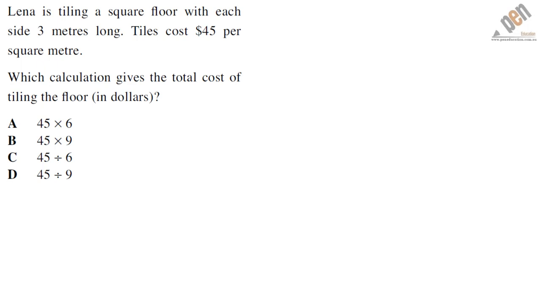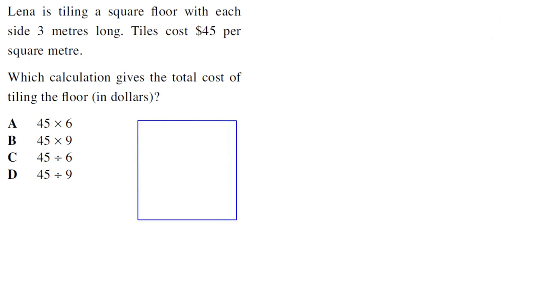First, let's draw a picture to properly describe the situation that we're talking about. We have a square floor, and it says that each side is 3 meters long. Hence, both the length and the width of the room will be 3 meters. It says also here that tiles cost $45 per square meter.